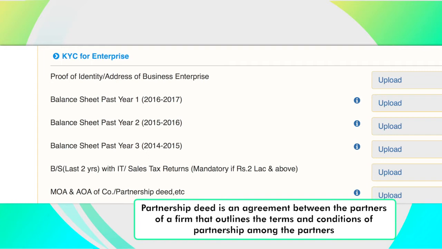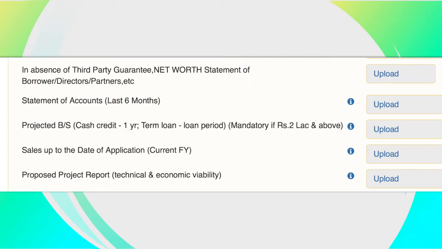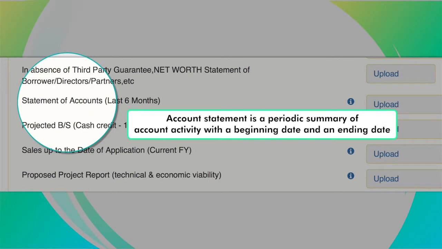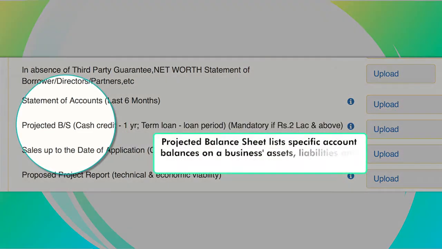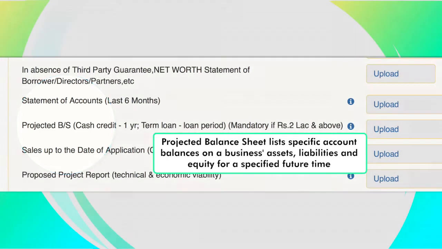Partnership deed is an agreement between the partners of a firm that outlines the terms and conditions of partnership among the partners. An account statement is a periodic summary of account activity with a beginning date and an ending date. And then we come to a projected balance sheet, which lists specific account balances on a business's assets, liabilities and equity for a specified future time.